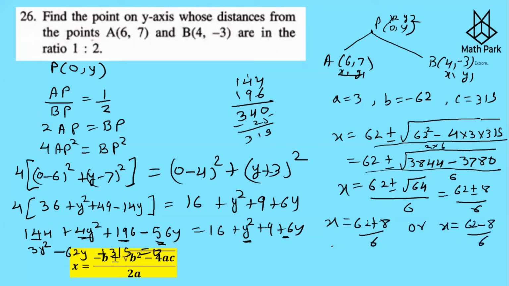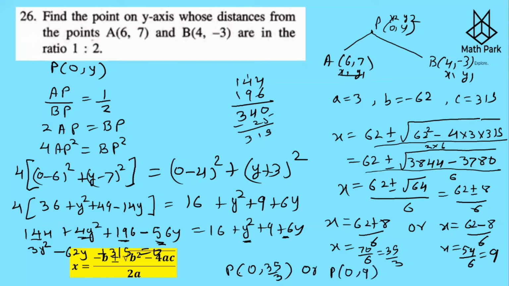So we get the value of x as 62 plus 8, which is 70 by 6. This can be 35 by 3. Or x is equal to 62 minus 8, I'm getting 54 by 6, which is equal to 9. So this is how we find the point on the y-axis. The coordinates of point P are either 0, 35 by 3, or P is 0, 9. Understood? Okay, so this is our final answer.